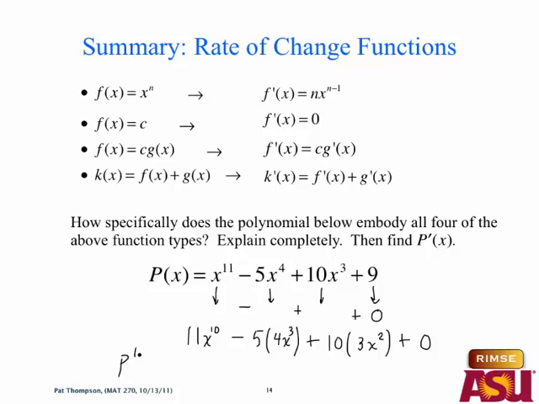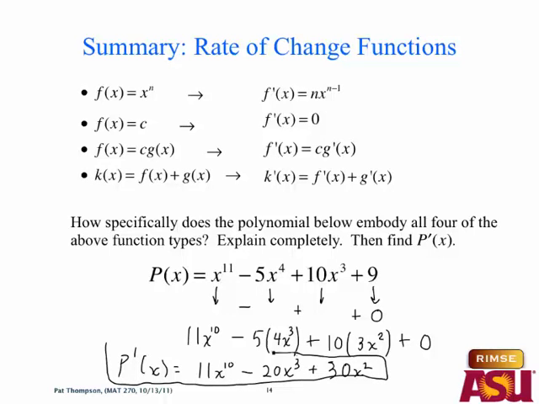So the rate of change of p with respect to x equals minus 20x cubed plus 30x squared. That's not too bad. Okay. Any questions on that?